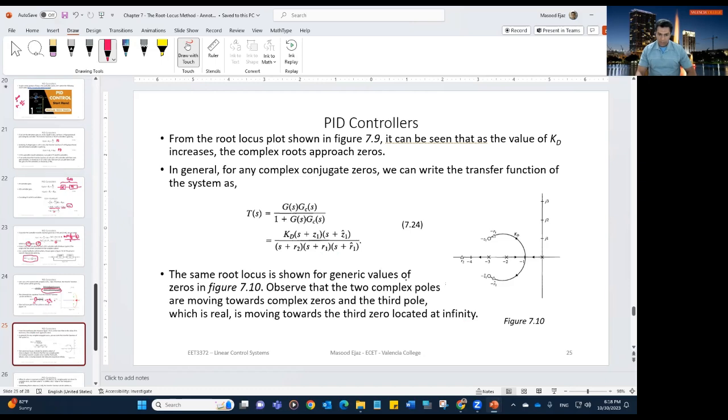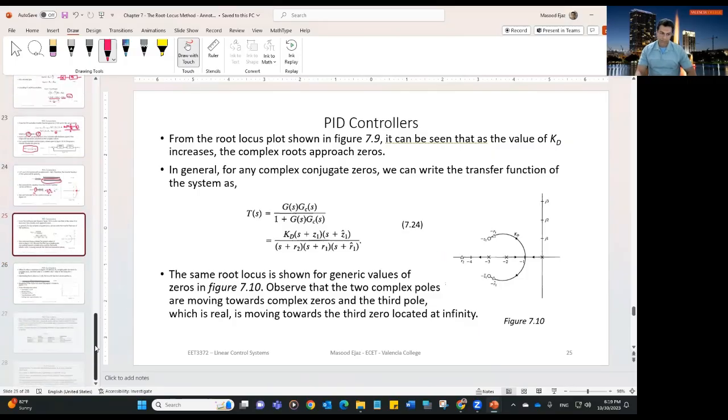The same Root-Locus is shown for generic values of zeros in figure 7.110. Any zeros, basically negative Z1 and negative Z1 complex conjugate. Observe that the two complex poles are moving towards complex zeros, and the third pole, which is real, is moving towards the third zero located at infinity, as I discussed with you on the previous slide.